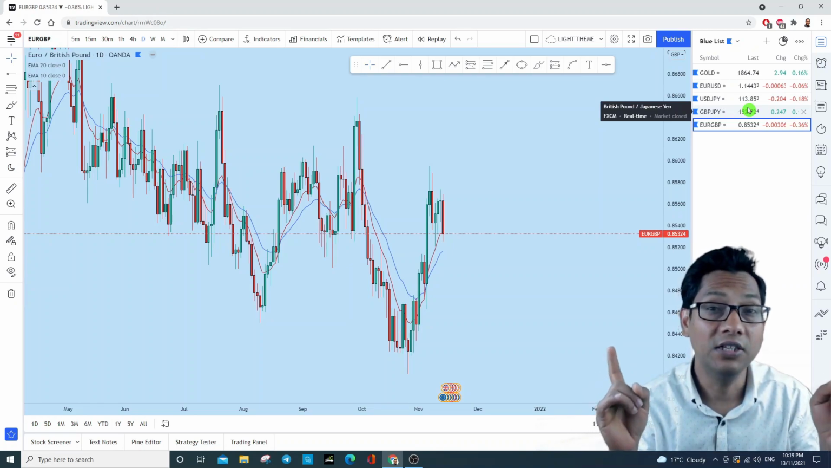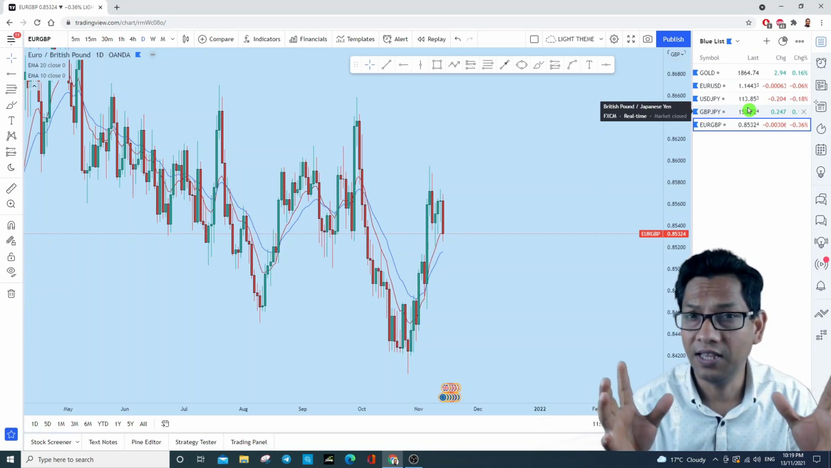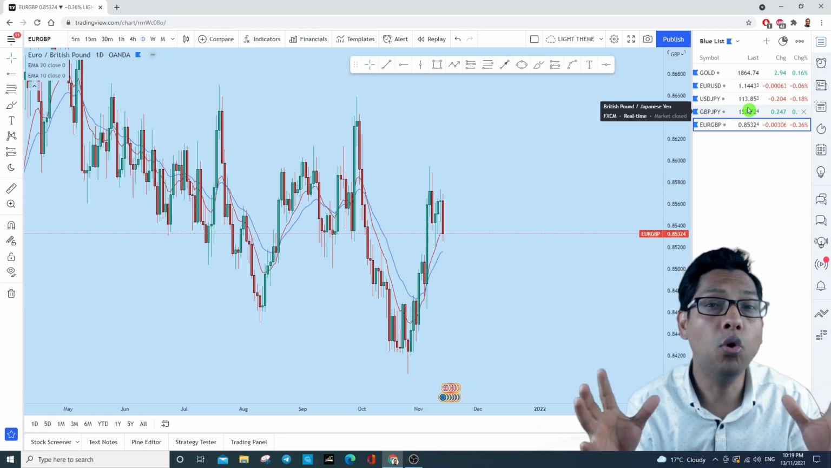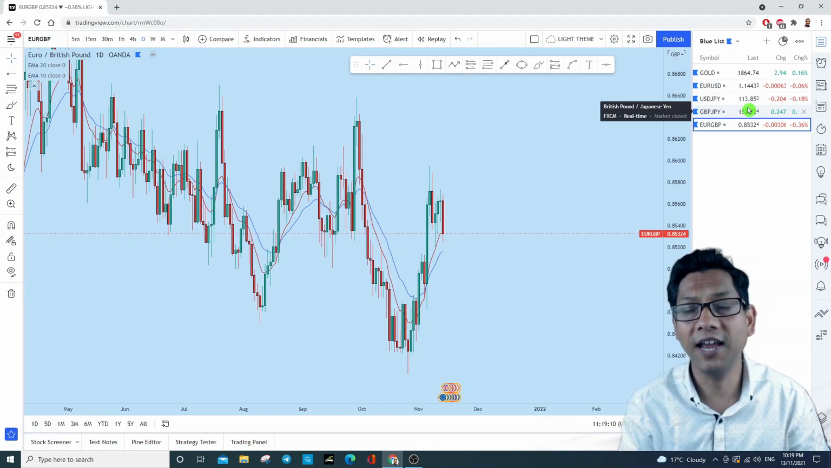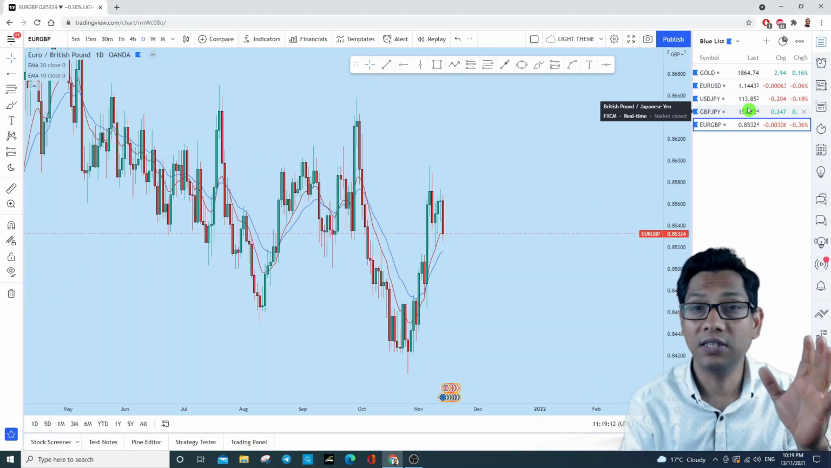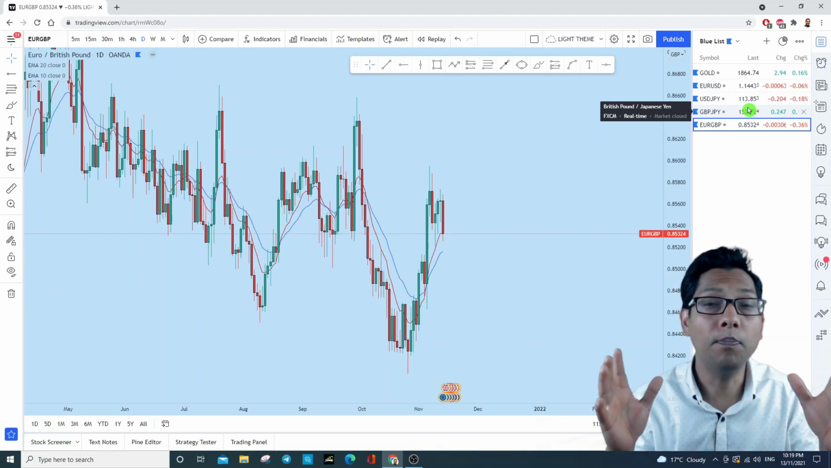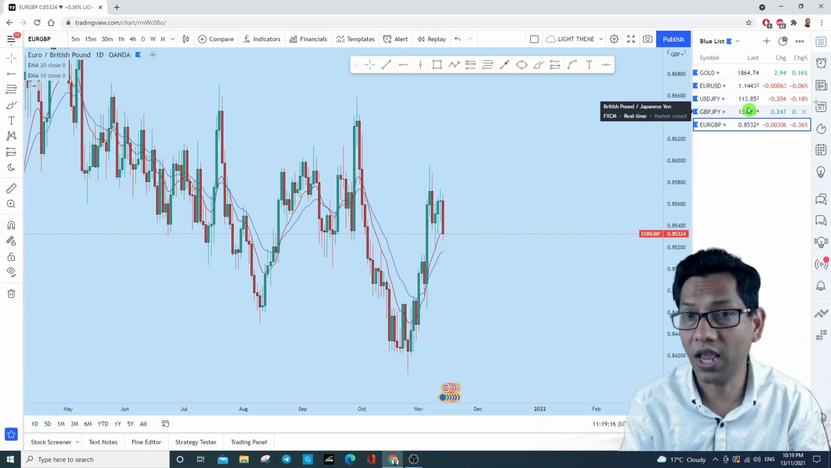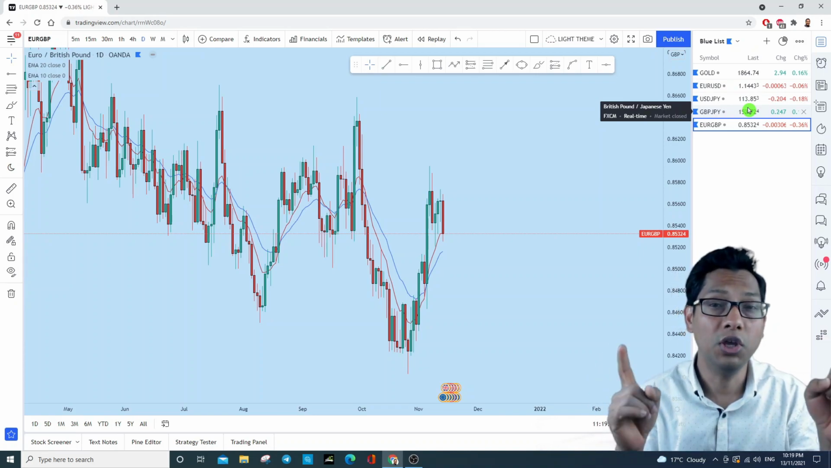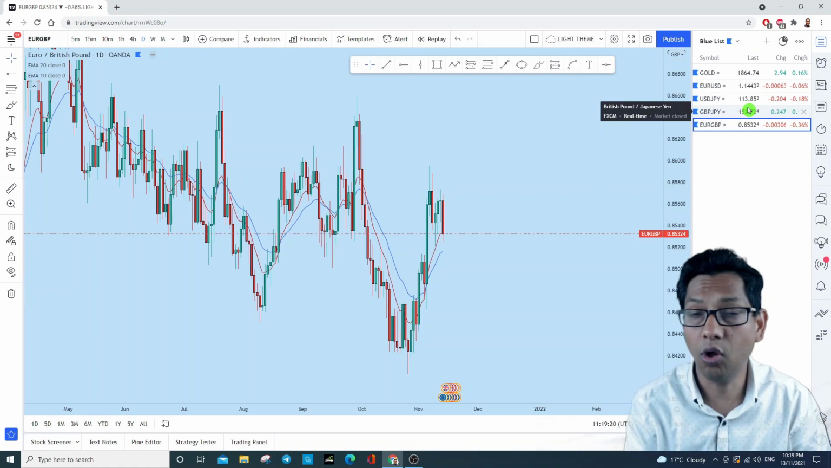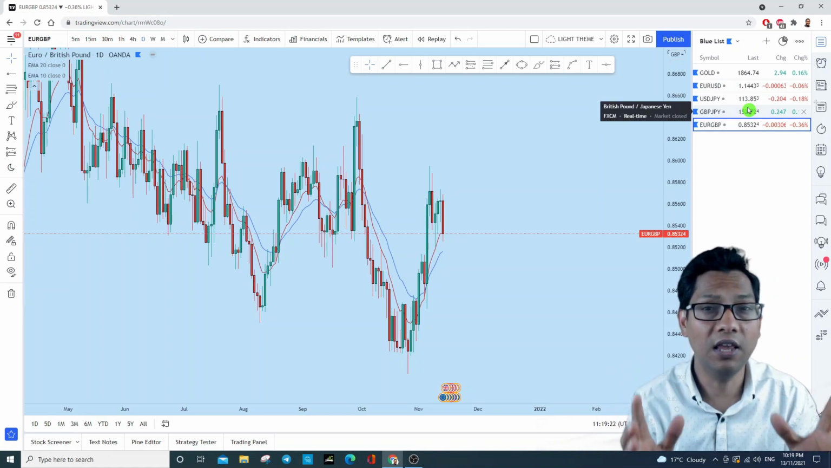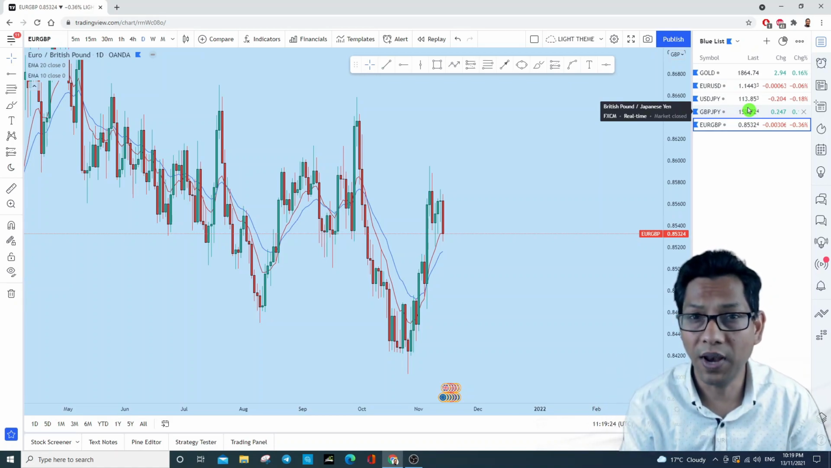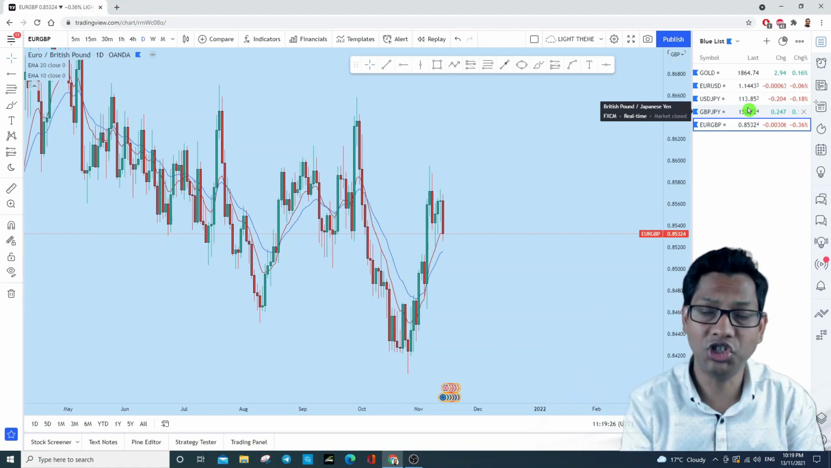Before I begin, just a quick disclaimer is that this analysis is my own opinion about the market. At any point, the market may do completely different than what I have analyzed. So make sure you do your own analysis and also manage your risk if you trade this plan. With that said, let's jump onto it.